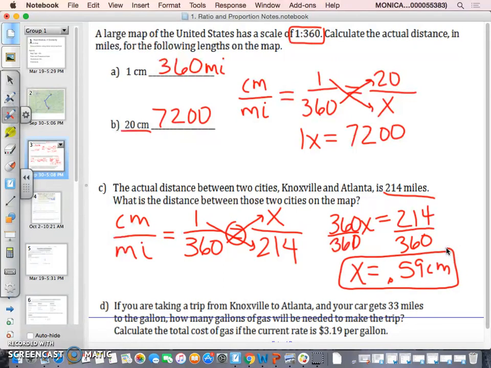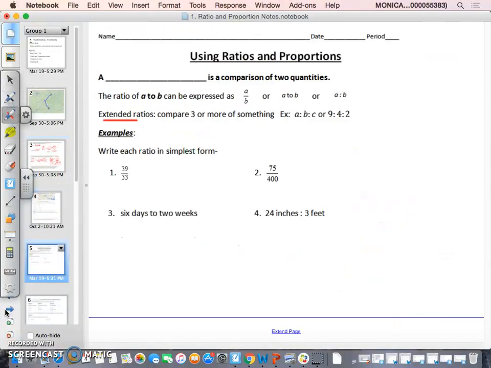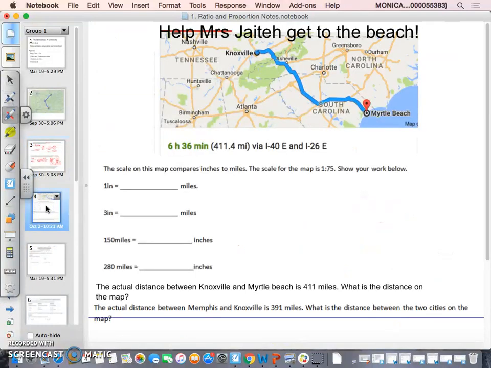And then you can use this information to figure out, if you were to take a trip, how much gas you're going to have to spend. We're going to skip that problem for now and continue working. So let's look at another example. Oops, I did it again, not being patient.